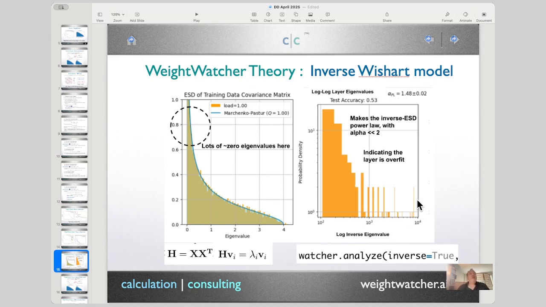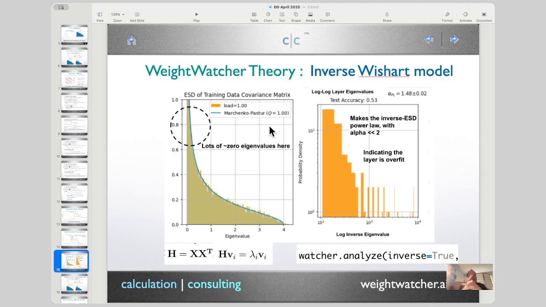So in WeightWatcher, you can actually do this. You can just input the matrix and say inverse equals true, and it will compute the spectral density of this inverse. So you get this really long tail. This makes the inverse ESD power law with alpha much, much less than 2, and that indicates the layer is overfit. So this is a classic inverse Wishart model for the load equals 1.